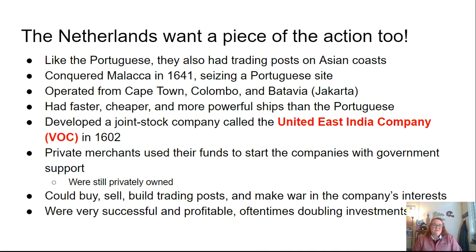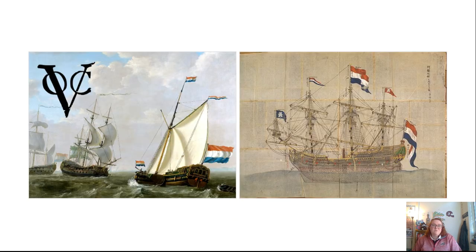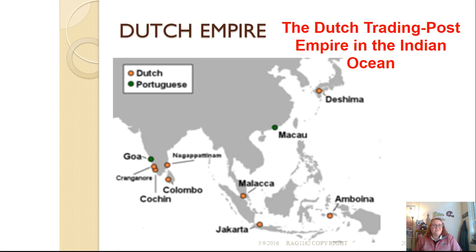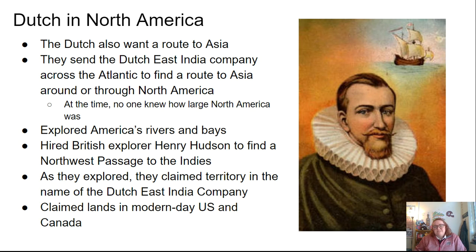So this is where you have the establishment of what's called joint stock companies. And the one the Dutch had was called the United East India Company. And it was founded in 1602. Private merchants used their funds to start the companies with government support, but they were still fully privately owned. And thus they could buy, sell, build trading posts, and make war in the company's interest. And they were very successful and extremely profitable. If their voyages were a success, they doubled the investments for the people who invested in their expeditions.